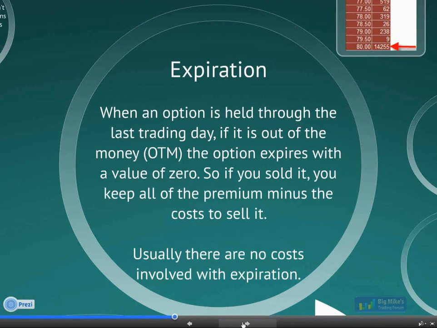Okay, expiration on options. When an option is held through the last trading day, if it is out of the money, the option expires with a value of 0. So if you sold it, you keep all the premium minus the cost to sell it. And usually when options expire that you are short, there are no costs involved, but there may be cases where there are.